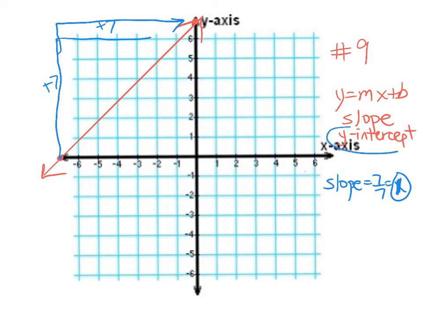My y-intercept, where does it cross the y-axis? It crosses the y-axis at 7. So the equation of this line is y equals 1x plus 7. Once again, you would probably not see the number 1 in front of the x in an answer key in a book. Instead, they would just say the answer is y equals x plus 7.